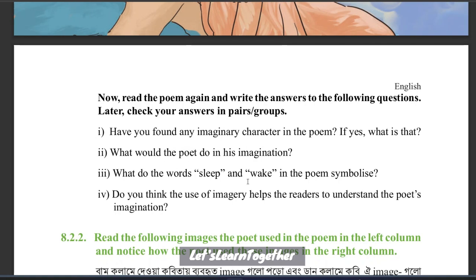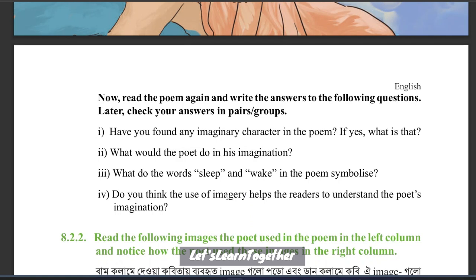Then, what do the words sleep and wake in the poem symbolize? That means, look, we have read in the poem that the word sleep basically symbolizes being in deep imagination, imagining something very deeply, and wake means coming back to reality. Okay. Sleep, you can say, is dreaming about something. It's like a delusion, and waking up symbolizes coming back into reality.